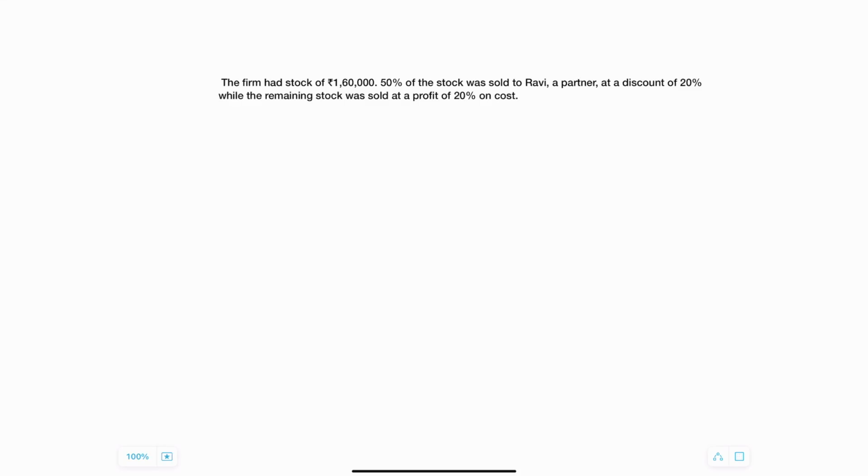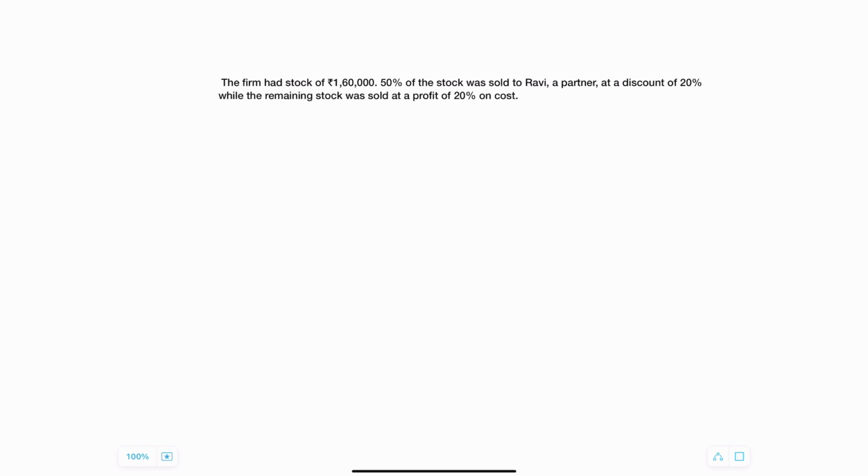The firm had stock of ₹1,60,000. 50% of the stock was sold to Ravi, a partner, at a discount of 20%, while the remaining stock was sold at a profit of 20% on cost. This is a typical adjustment from the dissolution chapter. Let us see how to solve this.